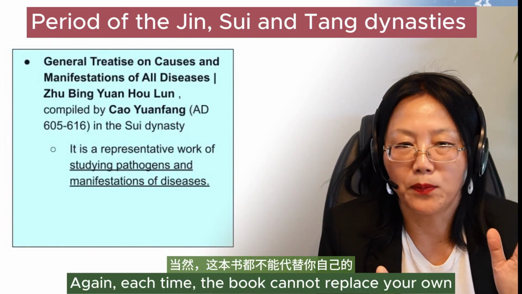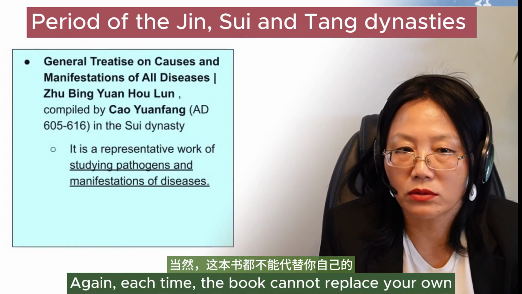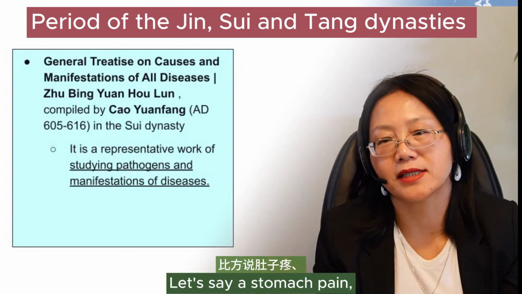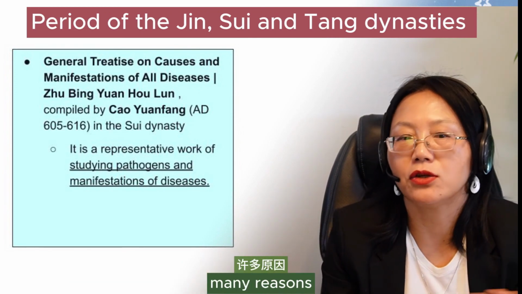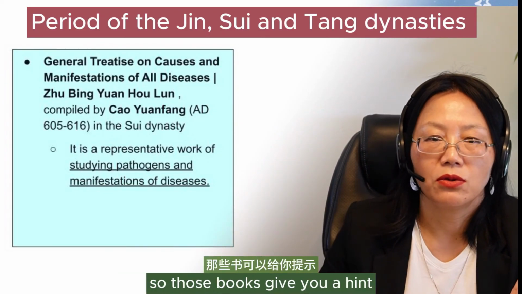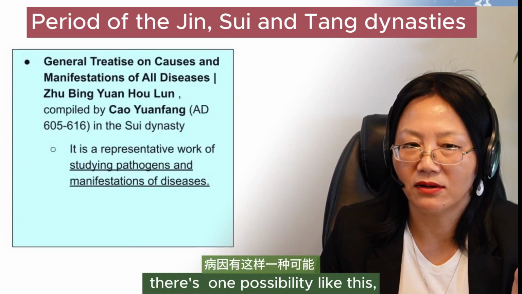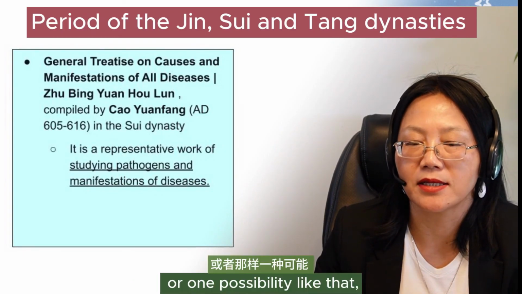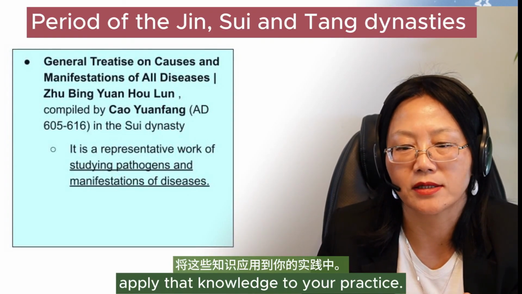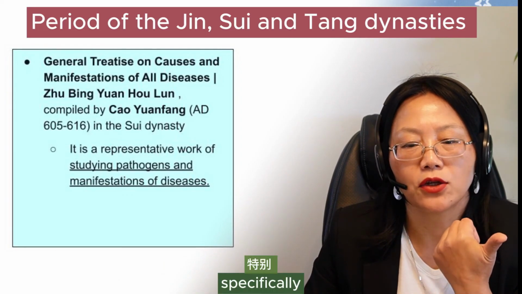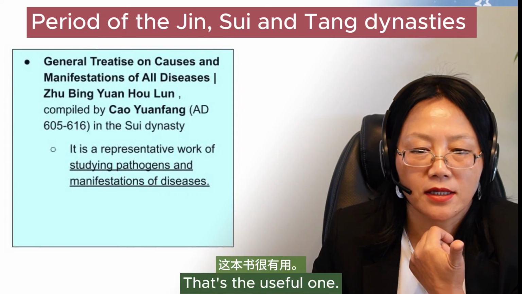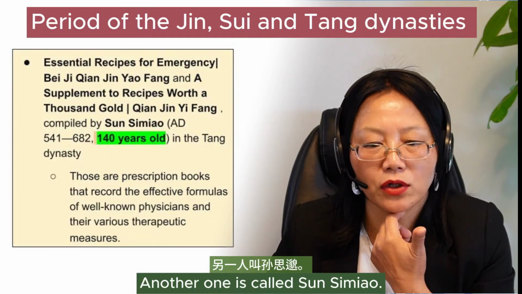Again, the book cannot replace your own examination and syndrome differentiation because people are different. Like stomach pain can be caused by many reasons. You need to gather the related manifestations to make your decision. So those books give you a hint. Oh, one possibility is like this or one possibility is like that. You can learn and apply that knowledge in your practice. This book specifically talks about the pathogens and the manifestations of disease. That's the useful one.